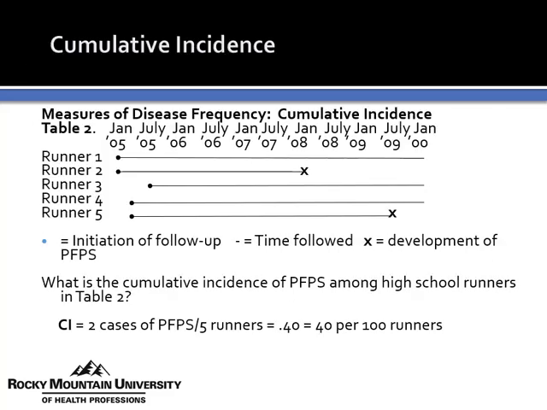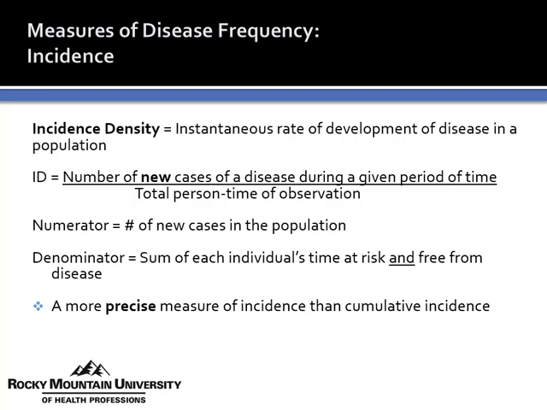Now, that seems really high, doesn't it? Of course, this is just a made-up example, but there's a way to maybe get a more valuable number, and that's incidence density. This is the number of new cases of a disease during a given period of time divided by the total person time of observation.